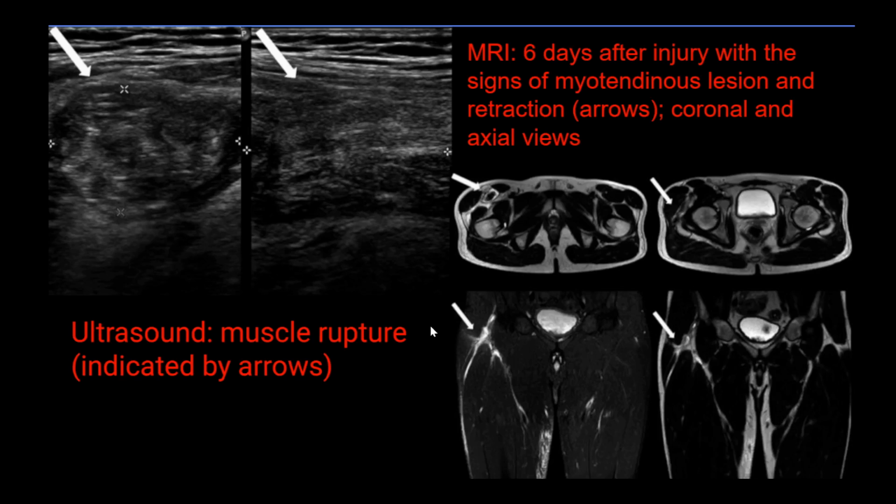He was able to get a fairly expedited MRI 6 days after injury. And you can see here the right rectus femoris really on these T2 weighted images shows edema around the tendon, and you can see some retraction here off the anterior inferior iliac spine as well.